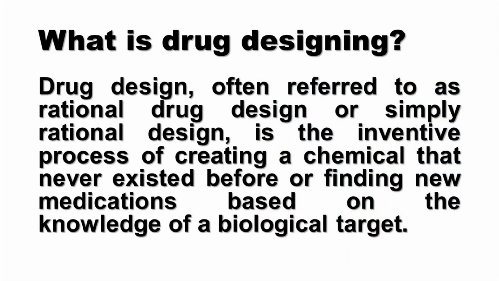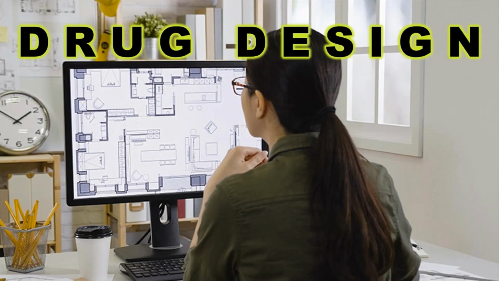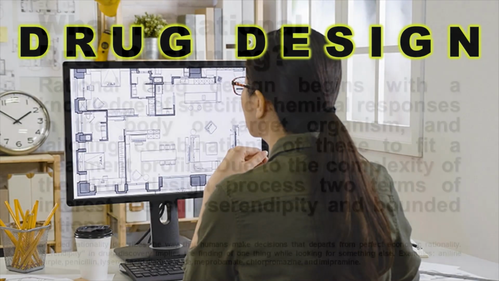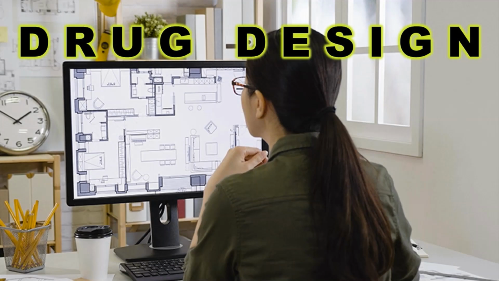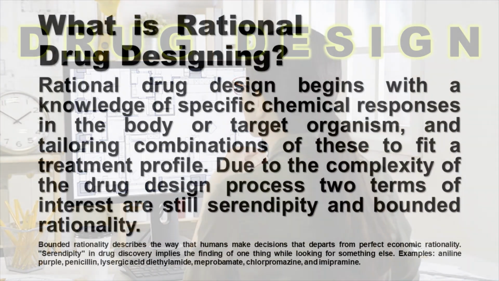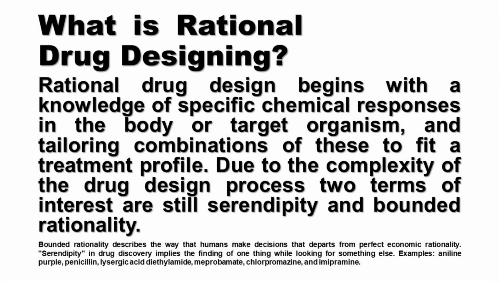Rational drug designing is an inventive process of creating a new chemical that never existed before or finding new modifications based on the knowledge of the biological target. Rational drug designing begins with a knowledge of specific chemical responses in the body or target organism and tailoring combinations of these to fit a treatment profile. Due to the complexity of the drug designing process, two terms of interest are always associated with it. They are bounded rationality and serendipity.